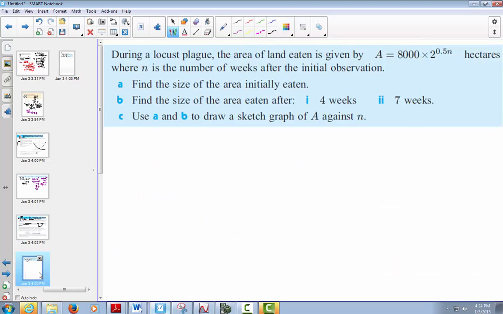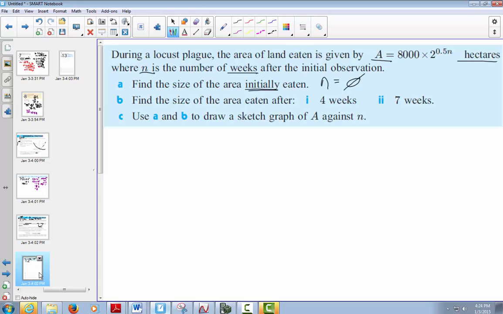Now, let's do an example of a growth situation. During a locust plague, the area of land eaten is given by A equals 8,000 times 2 to the power 0.5n, where A is hectares and n is the number of weeks after the initial observation. So n is weeks, A is hectares, or area. So find the size of the area initially eaten. Initially means at the start of the experiment, so n is equal to 0.